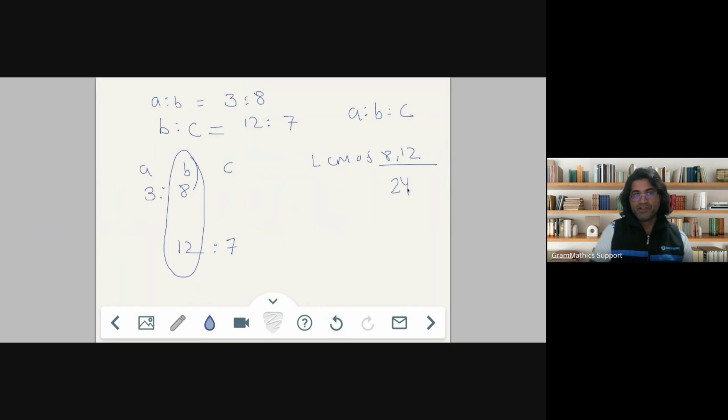Very good. So now I'll make everyone 24 for B. So if B had to become 24 here, A would become, because this is 3 times, so this will also go 3 times, and this will become 9 here. And to make this 24, this goes 2 times. So this will also go 2 times. This will become 14. Now 24 is common, so we'll take the common part where B is same. So our proportion will be 9:24:14 as answer for this.